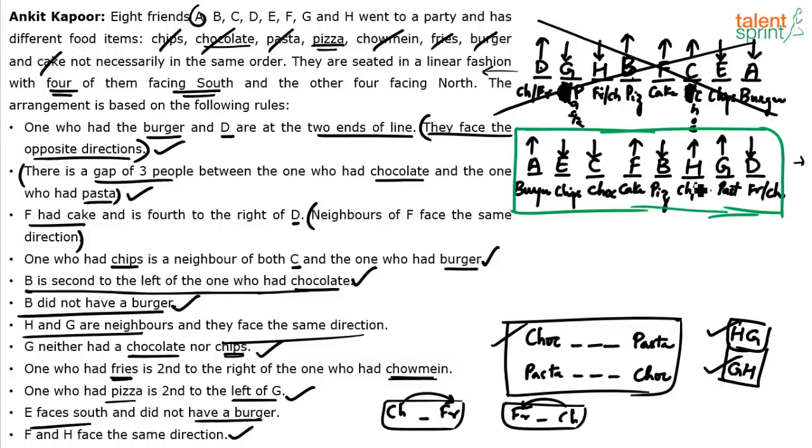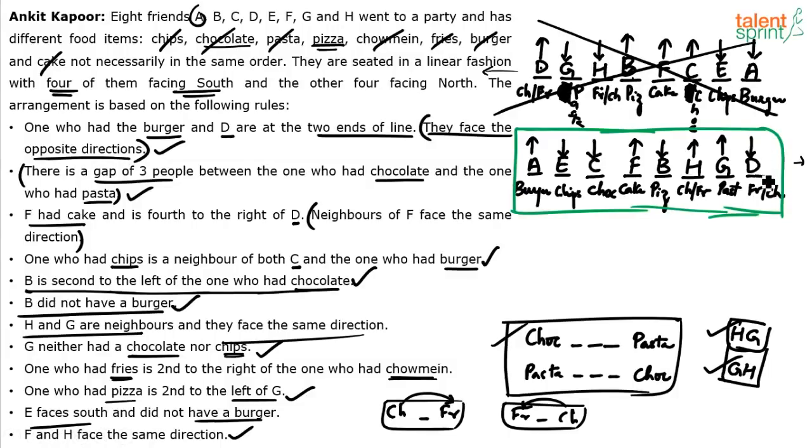If I take, let's say H is having chowmein, H is facing north, right? So fries has to come here, second to the right. But if I say D is having chowmein, D is facing north, I think both are correct. The one who has fries is second to the right of the one who has chowmein. So if I take chowmein for H, since H is facing north, second to the right will be this, D will be fries. So chowmein for H and fries for D is correct.